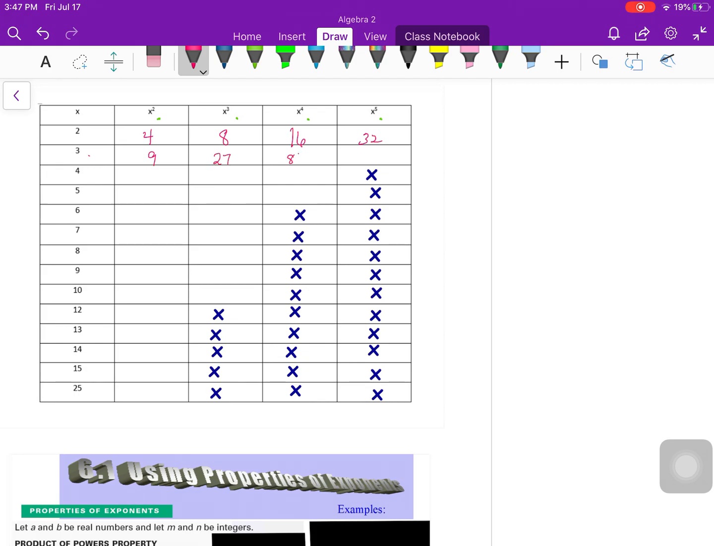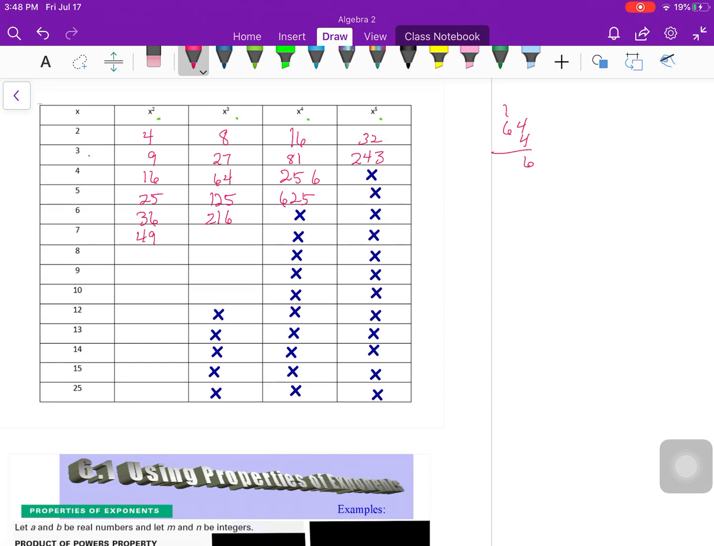3 squared is 9, 3 cubed is 27, 3 to the fourth is 81, and 3 to the fifth is 243. 4 squared, 16, 4 cubed, 64, 4 to the fourth is, let's see, 64 times 4, 256. 5 squared, 25, 5 cubed, 125, 5 to the fourth, 625.